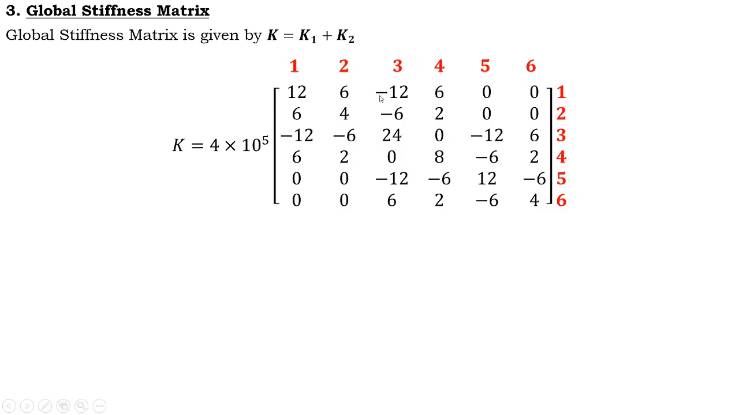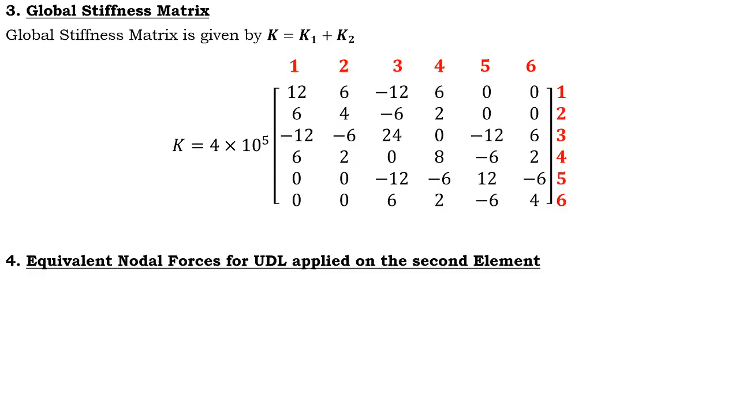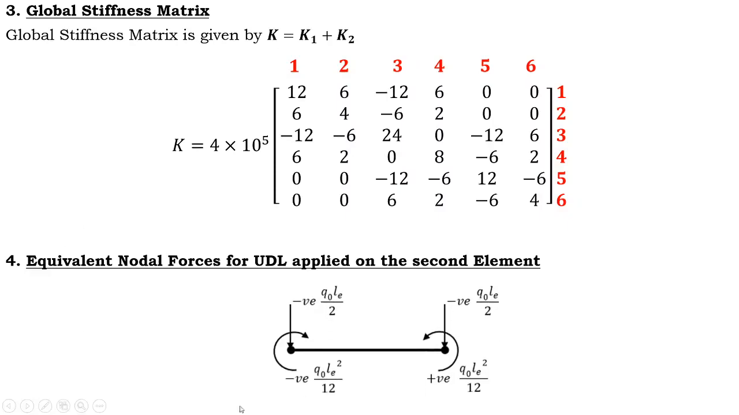So this is what my global stiffness matrix is, keeping that 4 into 10 to the power of 5 from both the matrices common outside the matrix. So once this is done, the next step is to find out the equivalent nodal forces, because my problem is applied with the UDL, and as I told, FEM doesn't solve the problem when load is on the element. So I need to convert that elemental load into equivalent nodal forces. So when UDL is there, whatever the UDL applied, it is a downward UDL. Therefore, these are the equivalent nodal forces.